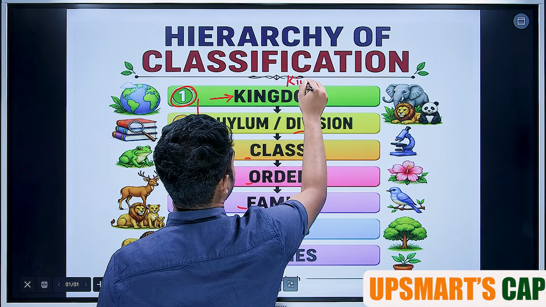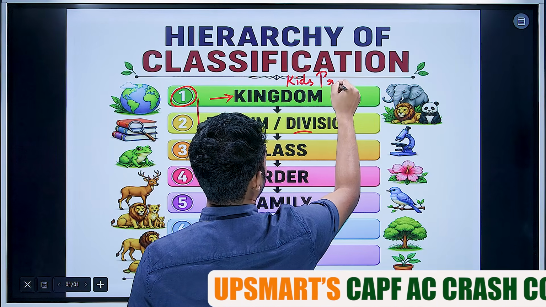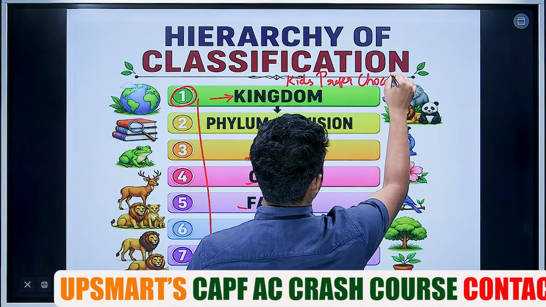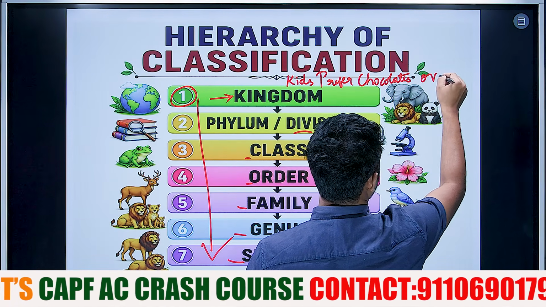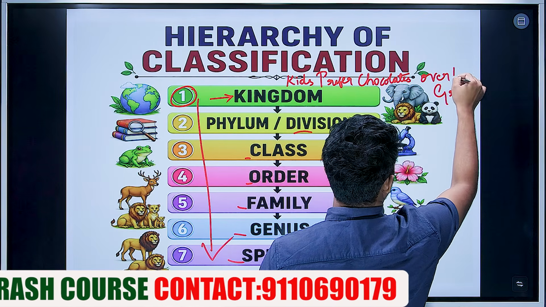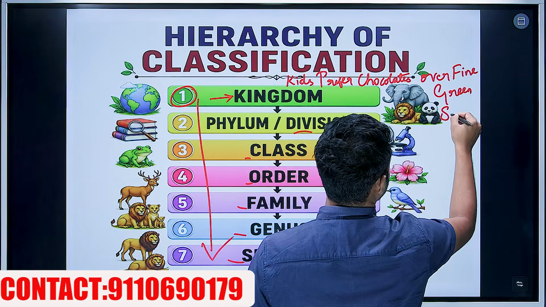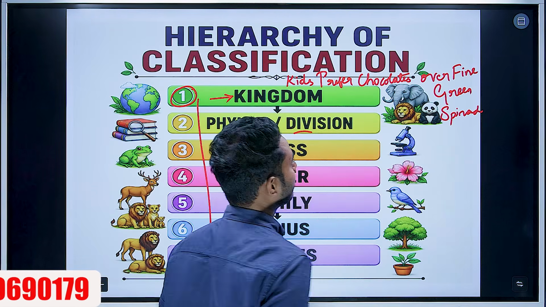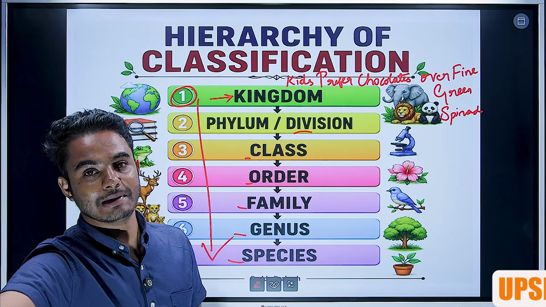Kids prefer chocolates over fine green spinach. Okay. Kids prefer chocolate over fine green spinach.